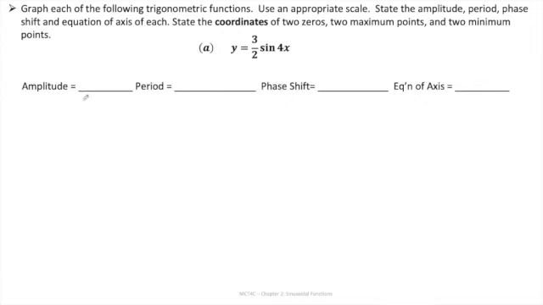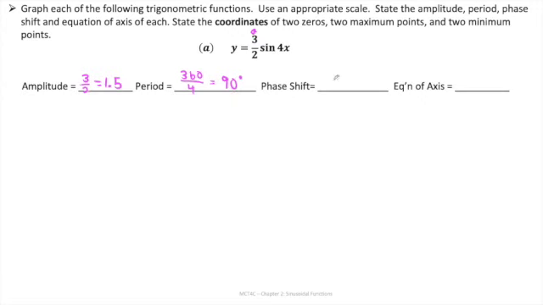Okay, so to start, we can look at our amplitude. Remember, our amplitude is that a value out front, which is 3 over 2, which is just 1.5 if you want to put it that way. Okay. Our period is going to be affected by our k, so we're going to take our 360 degrees and divide it by 4. 360 divided by 4 is 90 degrees, so our period is 90 degrees, okay?